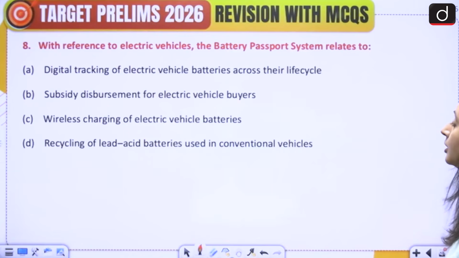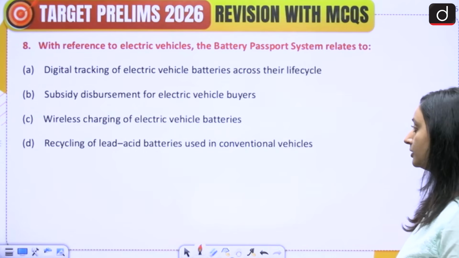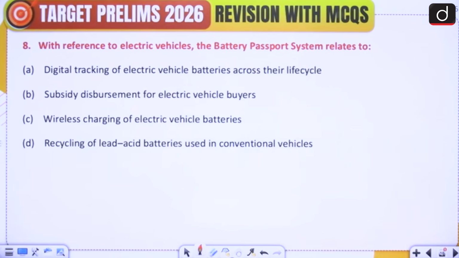Question number 8. With reference to electric vehicles, the battery passport system relates to A. Digital tracking of electric vehicle batteries across their life cycle, B. Subsidy disbursement for electric vehicle buyers, C. Wireless charging of electric vehicle batteries, or D. Recycling of lead acid batteries used in conventional vehicles. Please attempt this question.